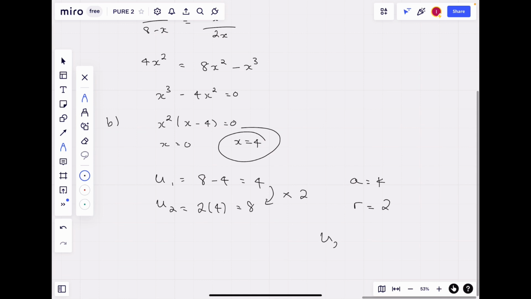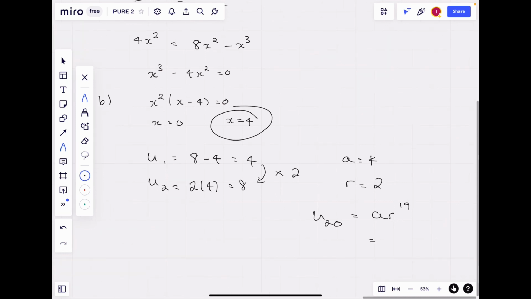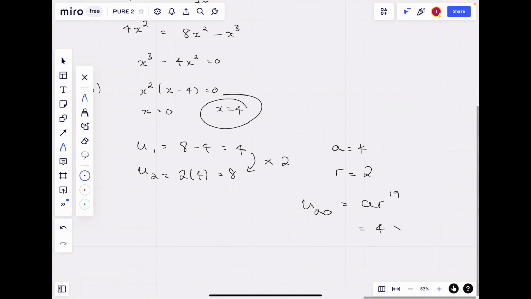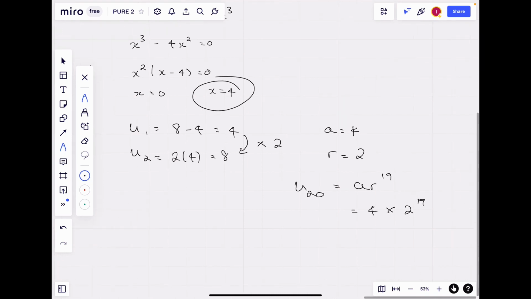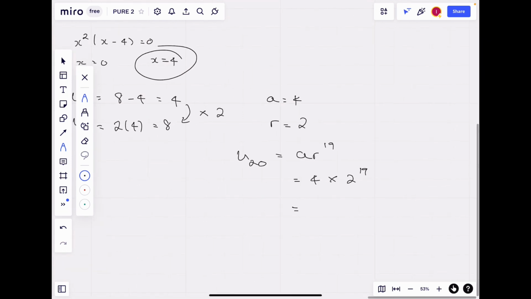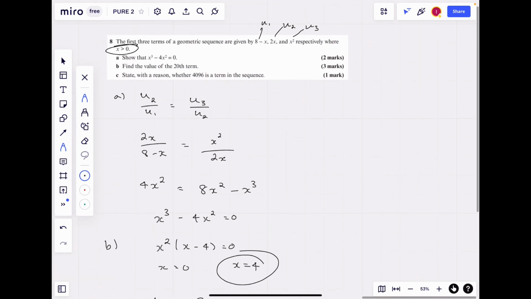The 20th term, therefore, will be ar to the power of 19. 4 times 2 to the power of 19. So let me rewrite that. 4 times 2 to the power of 19. So the power applies to the r. This gives us 2097152. Okay, Part C. State with reason whether 4096 is a term in the sequence.